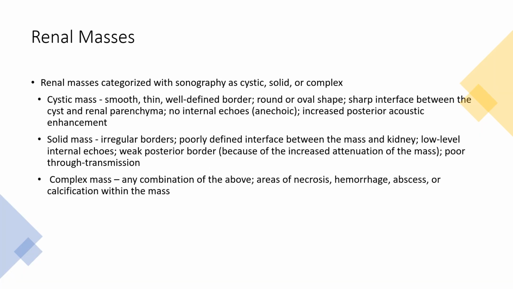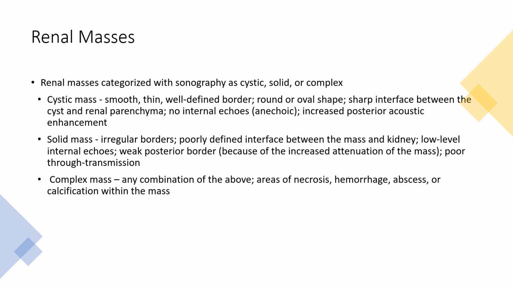Renal masses are going to be categorized with sonography as either cystic, solid, or complex. Cystic masses are going to be smooth, thin, and have a well-defined border and a round or oval shape. There will be a clear delineation between the cyst and the renal parenchyma, and it will be anechoic, so no internal echoes, with increased posterior acoustic enhancement, that brightness behind the cyst.